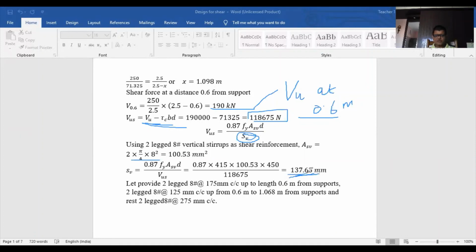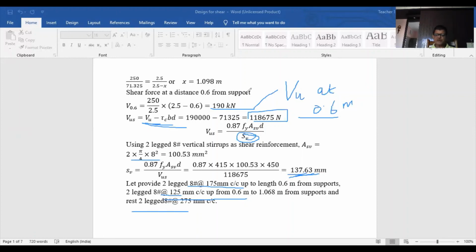Okay, so that means between 0.6 to support, 2-leg 175 center. Between 0.6 to 1.068, it should be either one below 137, means 130, 125, 120, whatever you want to give. It is given 125 center. Then the rest portion is the minimum shear.